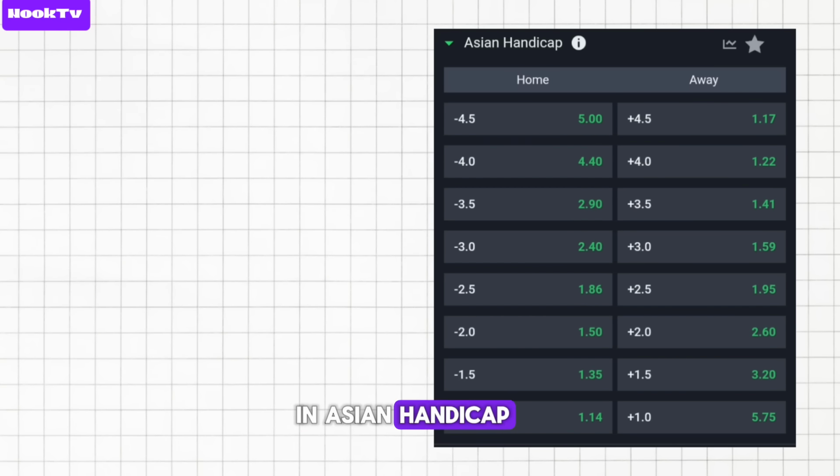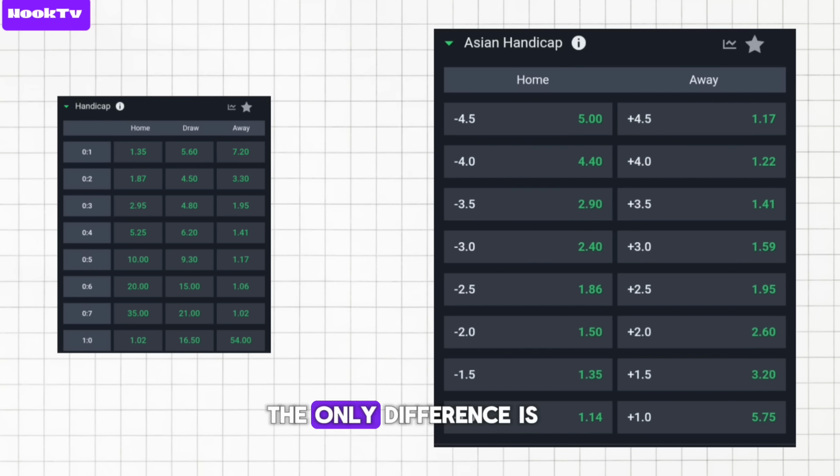In Asian handicap, the whole numbers without 0.5 are the same as the European handicap. The only difference is that, when the result gives you a draw here, you will get a refund, since there's no draw option in Asian handicap.